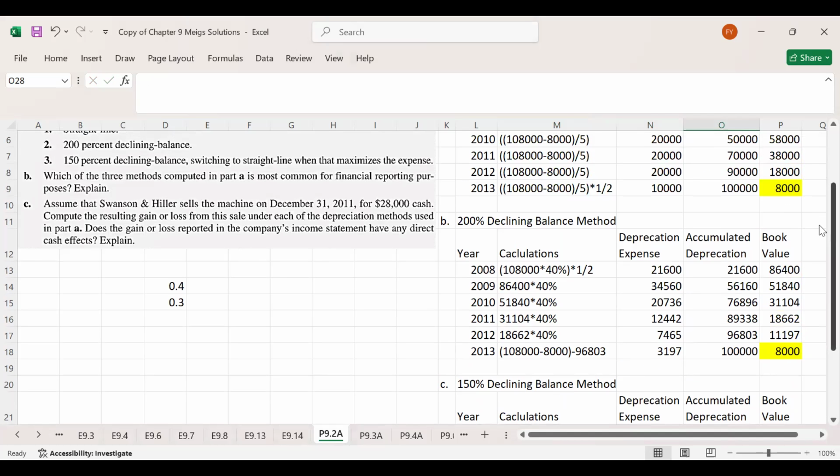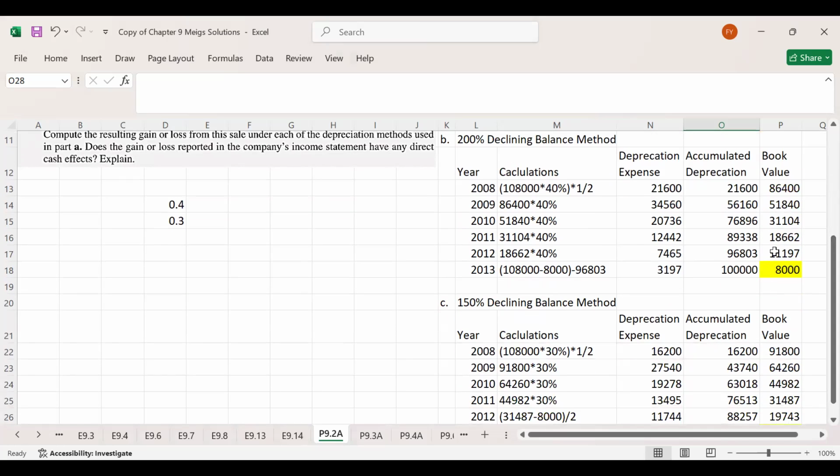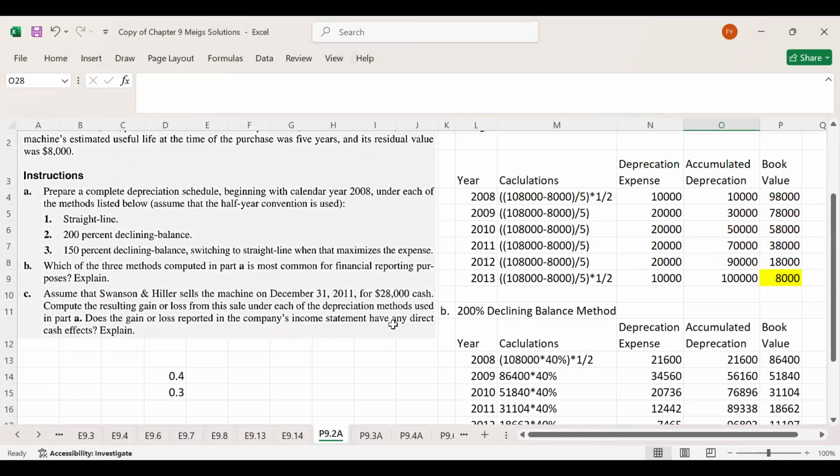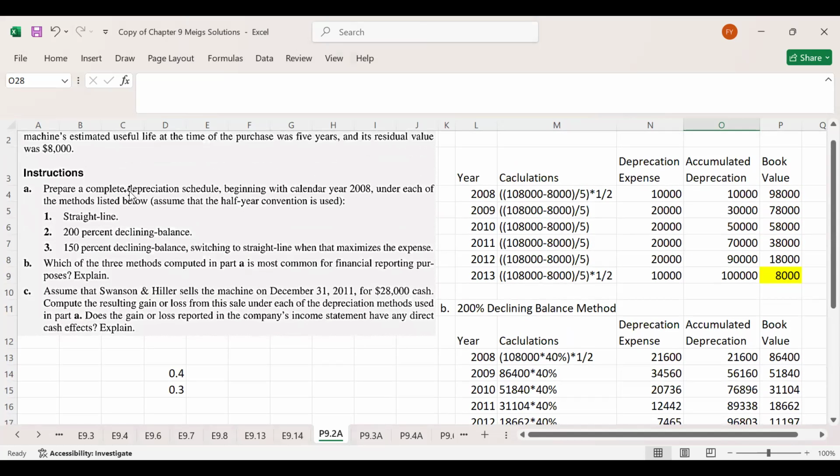This is a straight line method, 200% declining balance method, and this is 150% declining balance method. So all are same. So this is the first requirement, that prepare complete depreciation schedule. As it mentioned, complete depreciation schedule. So we calculated a complete 5 years depreciation.